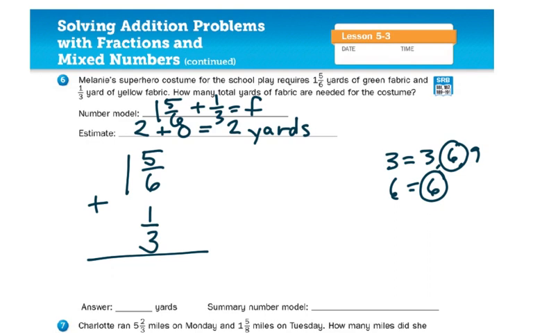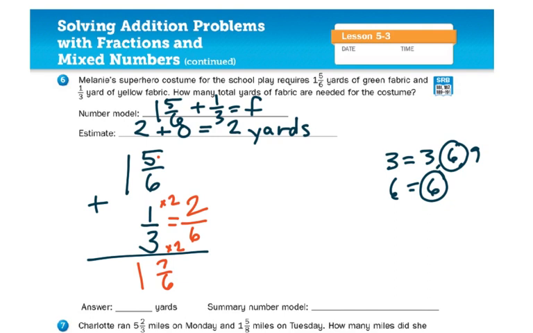So I don't need to change the 5/6. It's already 6. I'm going to change the third to 6. Multiply the denominator times 2, so I multiply the numerator times 2, and now I can add. 5 plus 2 is 7/6. 1 plus nothing is 1.